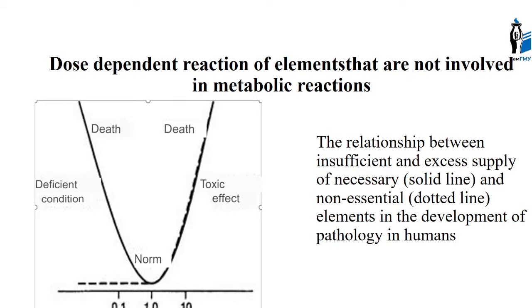The relationship between insufficient and excess supply of necessary, solid line, and non-essential, dotted line, elements in the development of pathology in humans.